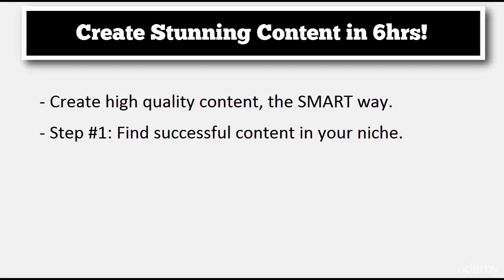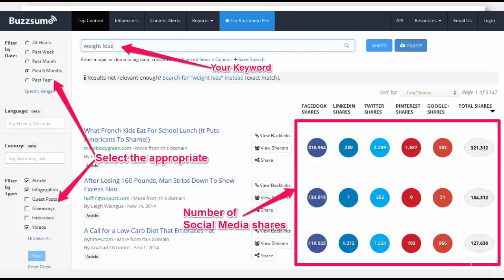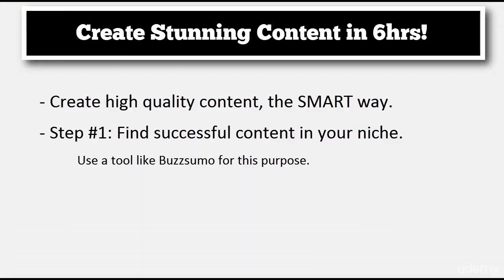Step number one, find viral content in your niche. We have already talked about finding viral content in your niche. You can use the super easy BuzzSumo for this purpose. Just go to buzzsumo.com and enter a broad keyword and click on the search button. You can filter the results by date and the type of content as well. Now look for articles that have got a lot of social media shares and add those topics to your list. In no time, you will be able to gather a lot of viral topics in your niche. Pick the content that you think is the best.